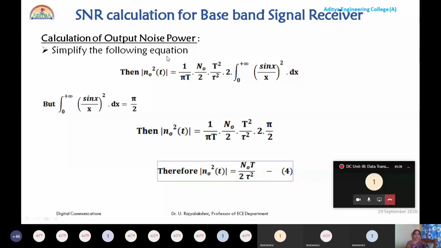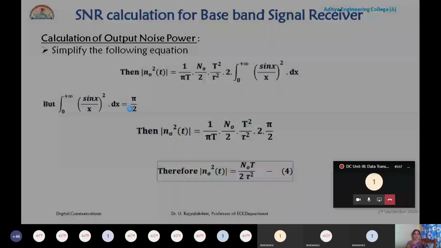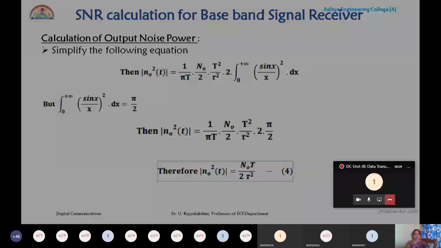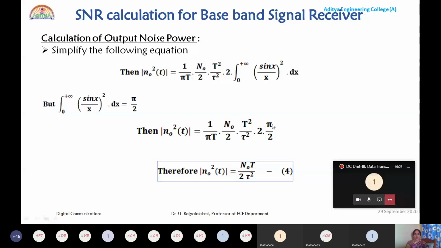So simplify the following equation. What is that equation? N naught square of t is 1 by pi t, n naught by 2 into t square by tau square into 2 integral 0 to infinite (sin x by x) whole square dx. But the integral 0 to infinite (sin x by x) whole square dx is pi by 2. Please replace pi by 2. If you replace it with pi by 2, 2 gets cancelled here, pi gets cancelled. And finally, here you have one t in the denominator, so it will get cancelled. So you will get n naught square of t.